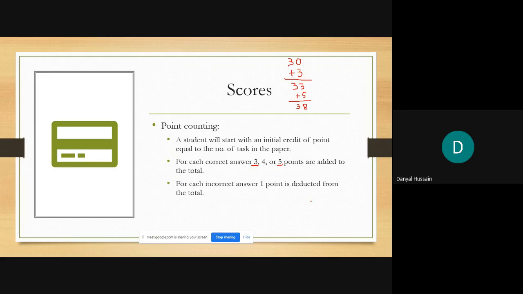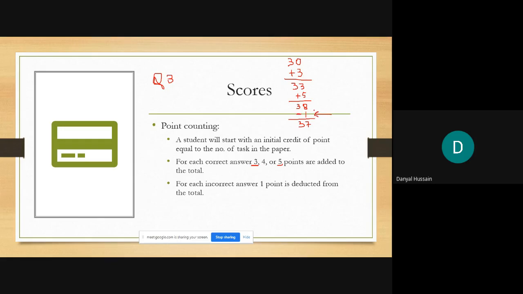Now, what is negative marking? For each incorrect answer, 1 point is deducted from the total. For example, you have question number 3 and you selected the wrong option for question number 3. Then it will give you one negative mark. So now how many marks will you get? Your marks will become 37. So this is the negative marking. If you select the wrong answer, it will give you one negative mark.